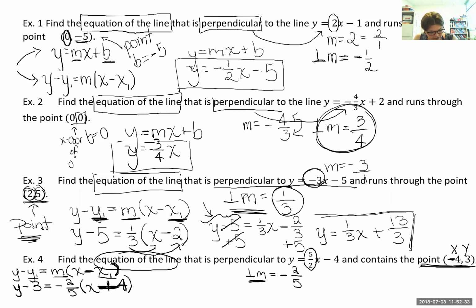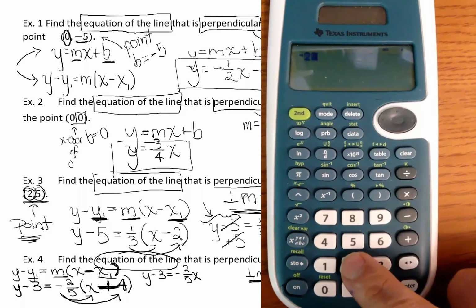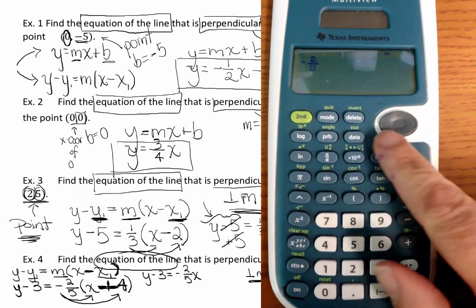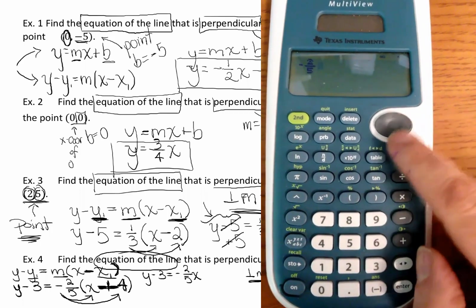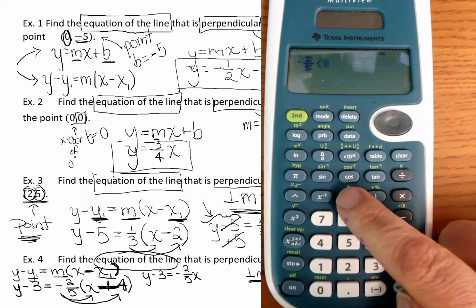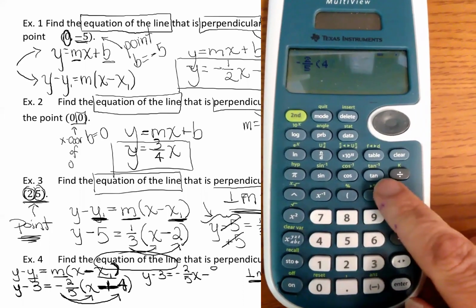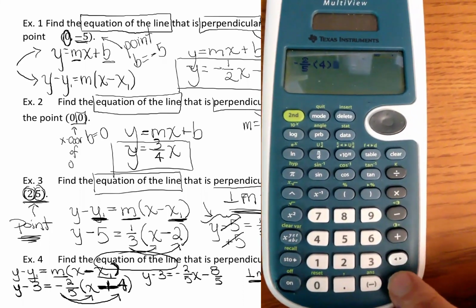Okay, now I will do that distribution. And again, I'll probably use my TI to help me. On the left-hand side, I've made no changes, so I'll still have y minus 3. And on the right-hand side, -2/5 times x is -2/5 x. And -2/5 times +4, I'll do it in my TI: -2 over 5, times, in parentheses, 4, equals -8/5. Okay. Almost done, almost done.